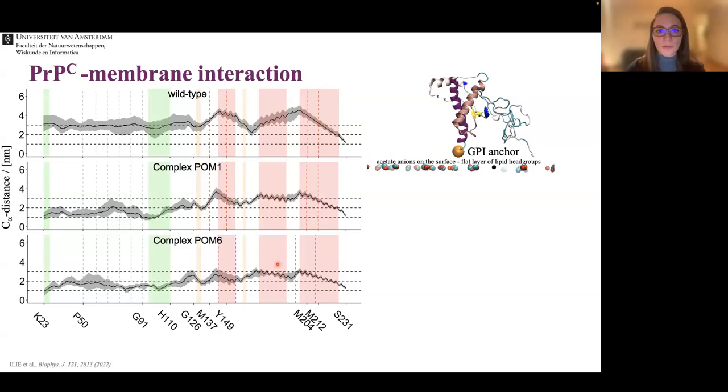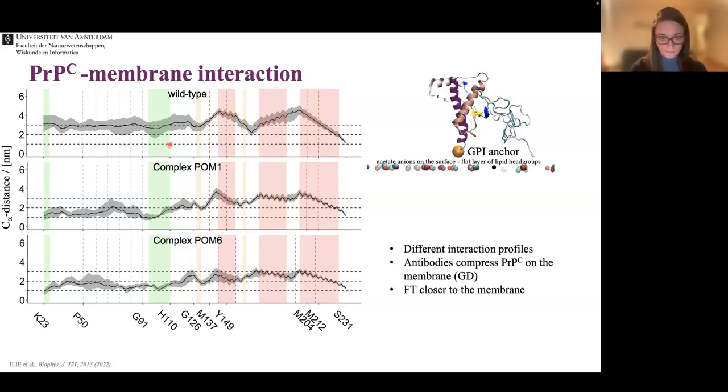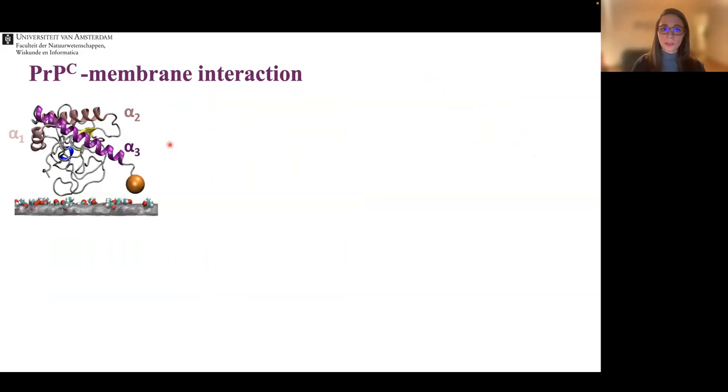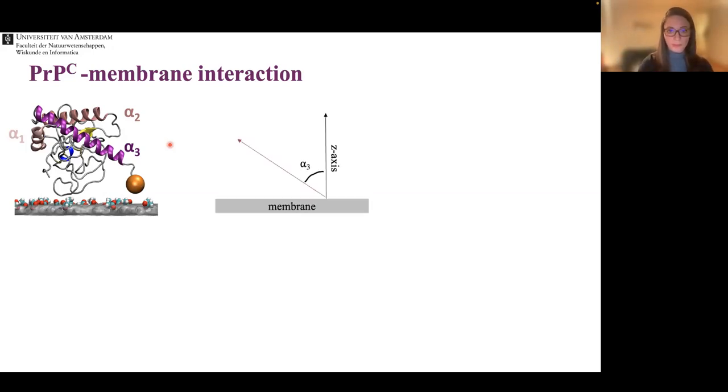And in the second instance, what we see is that the profiles are different when the two antibodies are attached. Of particular focus is alpha-2, which would suggest a completely different orientation with respect to the cellular membrane than when the prion protein is sampled alone. So we continued looking more closely into this orientation of the helices with respect to the membrane, so the flexibility of the prion protein with respect to the membrane.